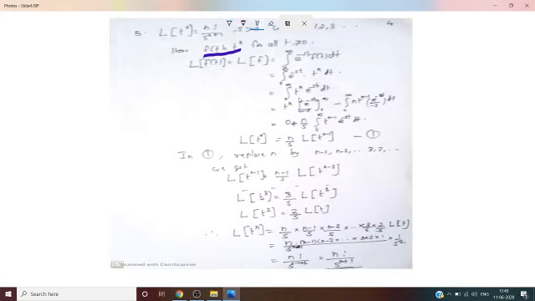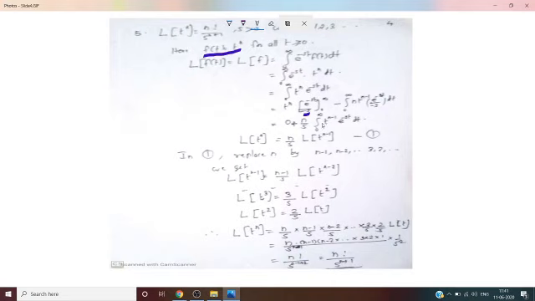That is integral 0 to infinity e raised to minus st into t raised to n dt. Now take t raised to n as the first function, that is integral 0 to infinity t raised to n into e raised to minus st dt. That is t raised to n into integral of the second function e raised to minus st, that is e raised to minus st divided by minus s, 0 to infinity limit, minus integral 0 to infinity n t raised to n minus 1 into e raised to minus st by minus s dt.